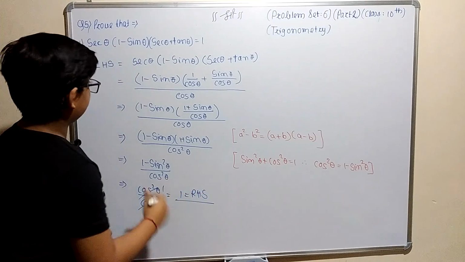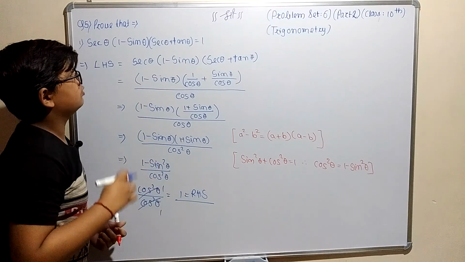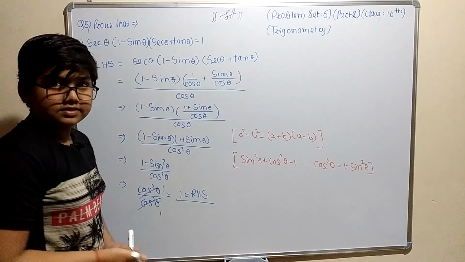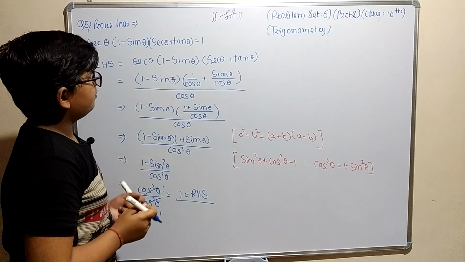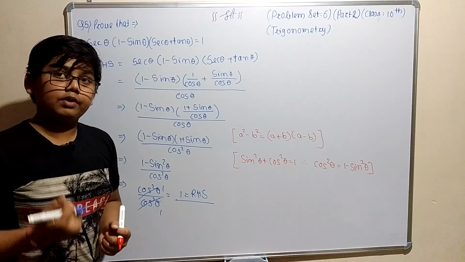Hence we have proved that LHS equals RHS, that sec theta times (1 minus sin theta) times (sec theta plus tan theta) equals 1. We have proved this first question. Now we will go to our next question.